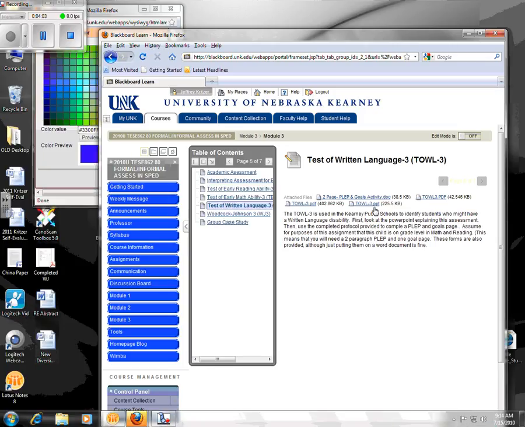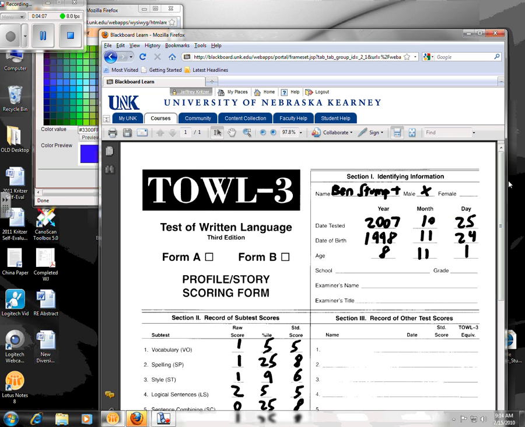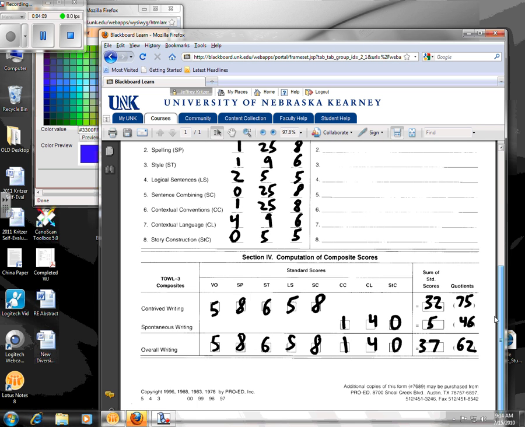Here is the Test of Written Language and the protocol. The score you're most concerned about is the overall writing quotient or standard score. In this case, a 62. And you can assume that the child is on grade level in reading and math.